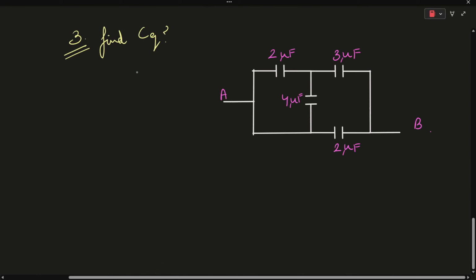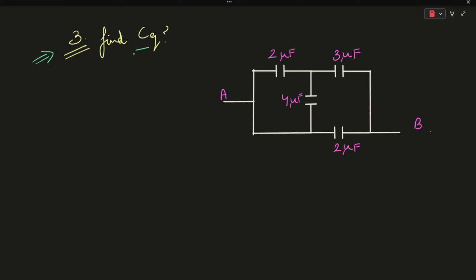Let's start with the third problem. In this problem also, we need to find the equivalent capacitance of this network. As you can see, this node and this node are both the same. Let's say this node is C and this node is D. The 2 microfarad capacitor and 4 microfarad capacitor are both connected between the same nodes, so they have a parallel connection.